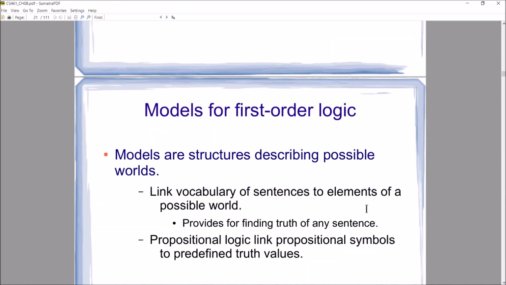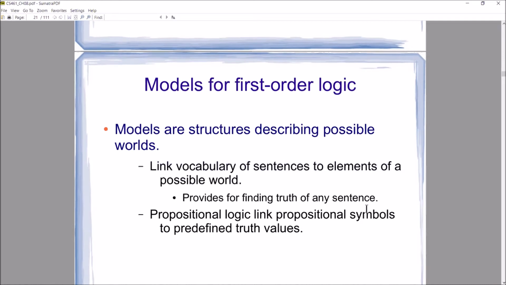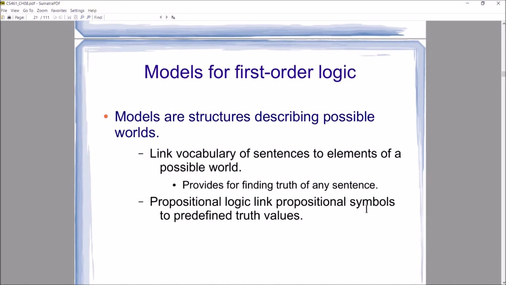Now, remember, models themselves, what they were being used for, whether it was propositional logic or now first order logic, is that they allow us to describe possible worlds, right? Through the assignment of truth values to different symbols that can help us to get an idea or to describe what's possible, a particular scenario that's possible, right?